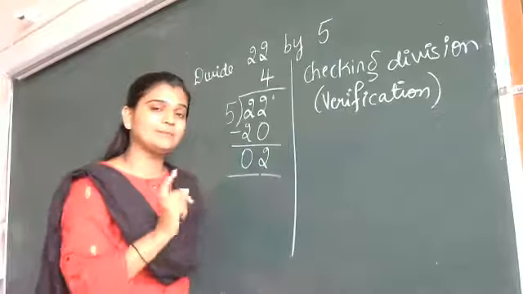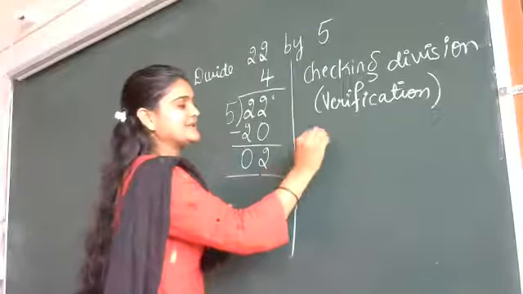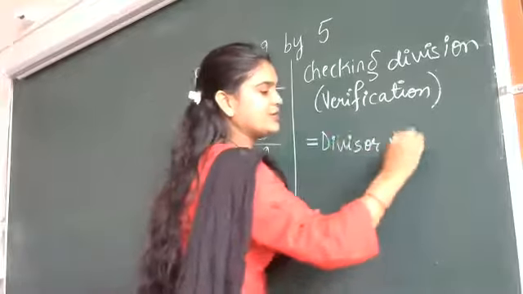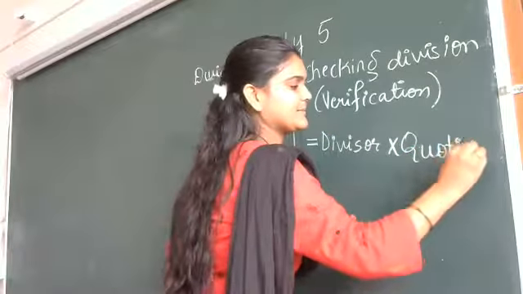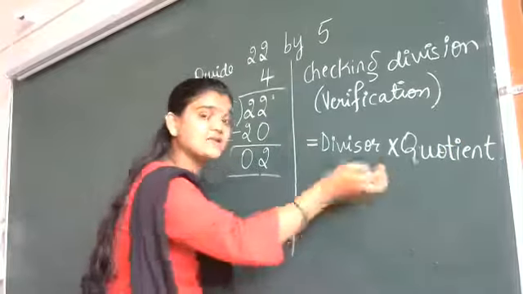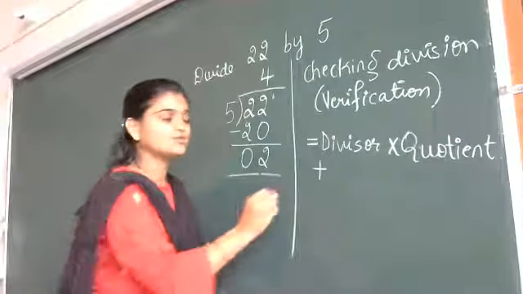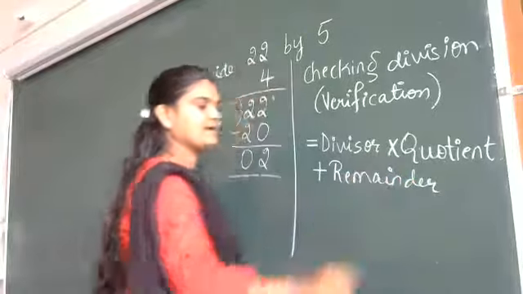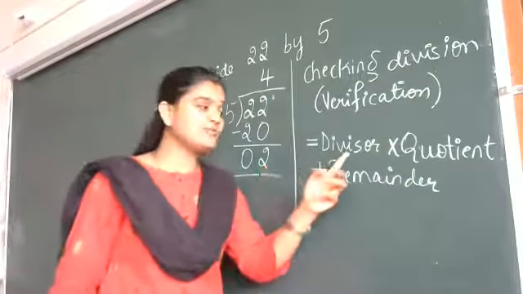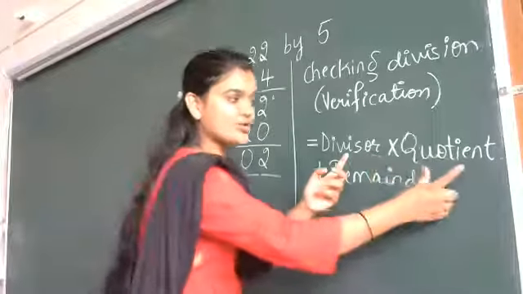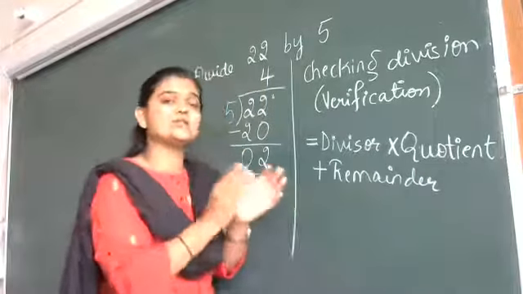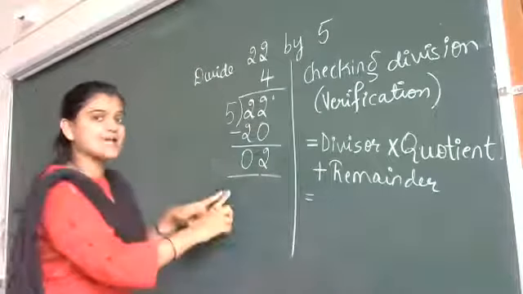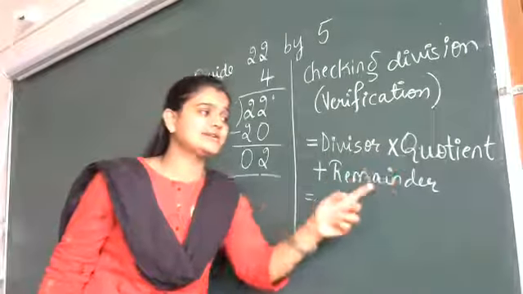For this you have to remember one formula, that is divisor into quotient. Whatever answer you get, you will have to add the remainder to it. While solving, we have the divisor, and we also get the quotient and remainder. If it is there, you will have to add. Can you tell me, children, in this example, whether we have divisor, quotient and remainder or not?